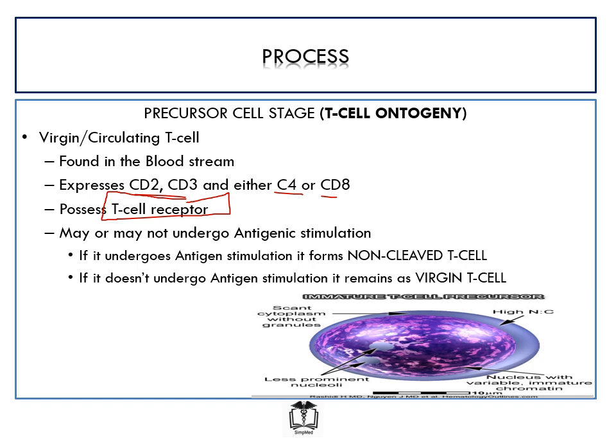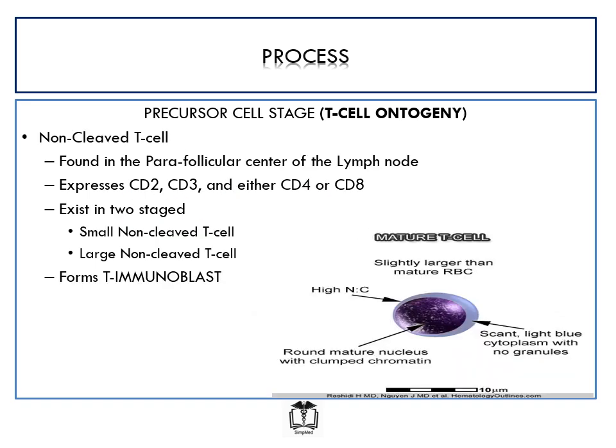Once they are exposed to antigens within the bloodstream, they become antigenically stimulated and are converted into a non-cleaved T cell. So cells that don't undergo antigenic stimulation remain as a virgin T cell within the bloodstream, whereas cells that undergo antigenic stimulation become non-cleaved cells and then migrate to the lymph nodes, and we'll talk about that in the next slide. So the non-cleaved T cells are the T cells that eventually arise once antigenic stimulation occurs for the virgin T cell.